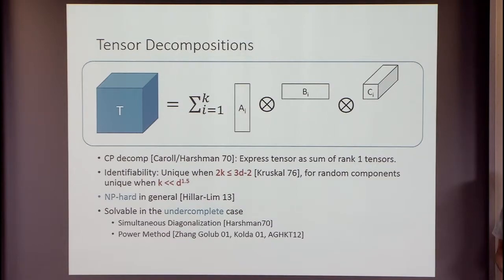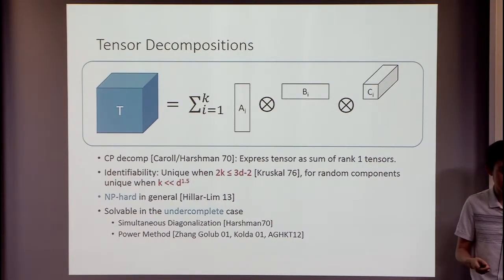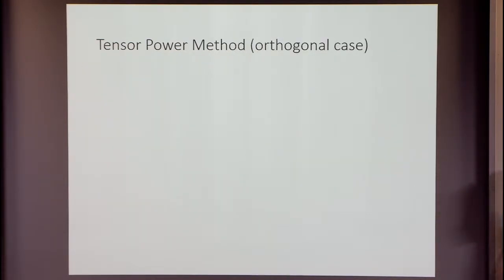But in practice, people often use an algorithm called the tensor power method, which is an analog of the matrix power method that's used to find the top singular vectors of matrices. So what does the tensor power method do? It actually is an algorithm that's designed to find tensor decomposition in the orthogonal case.